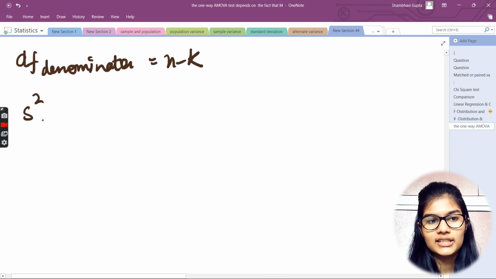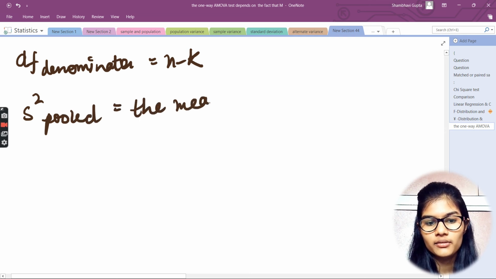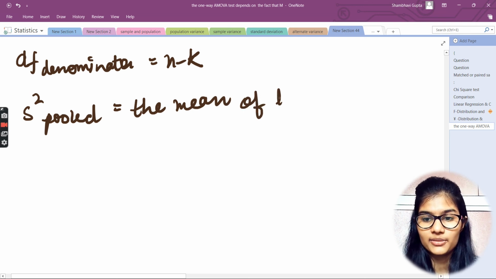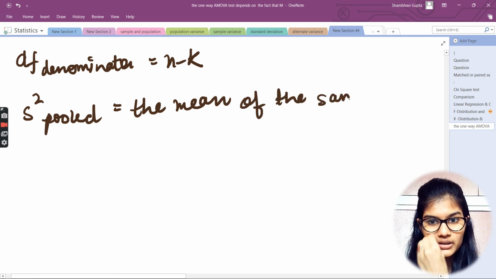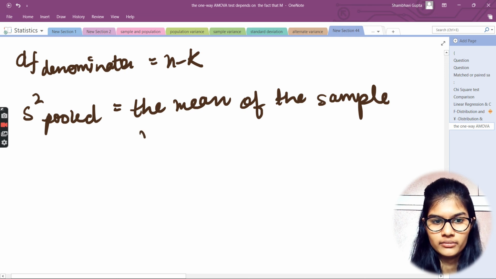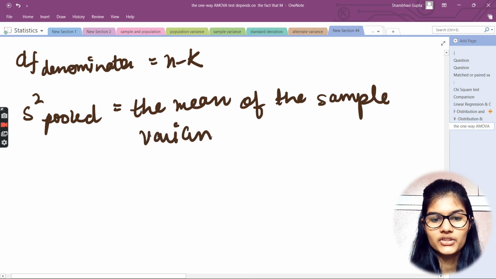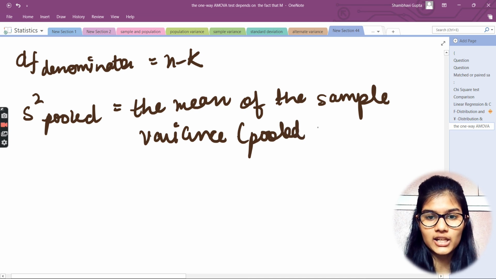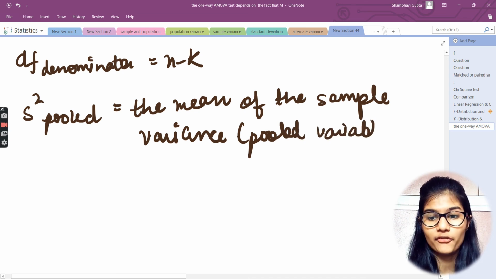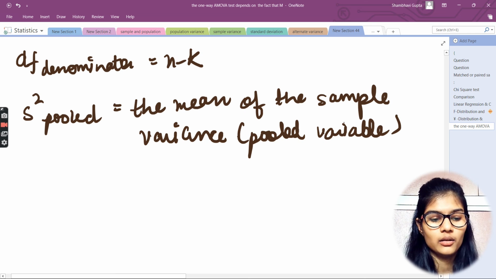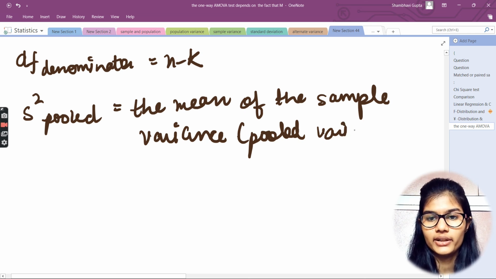Now next we have S squared pooled, which is equal to the mean of the sample variance. That's the pooled variance which I have written above in the formula. The mean of the sample variance is called the pooled variance.